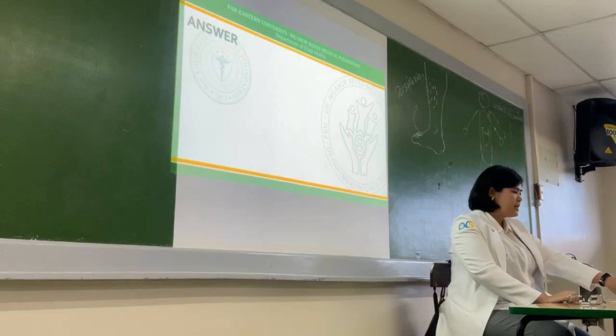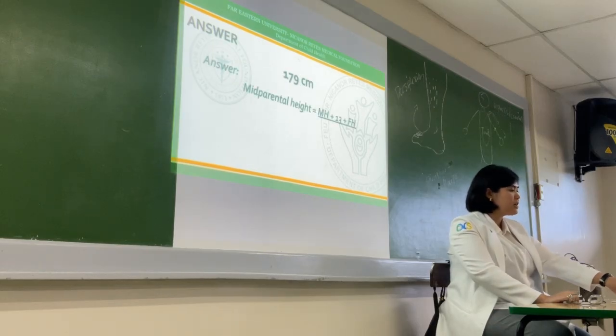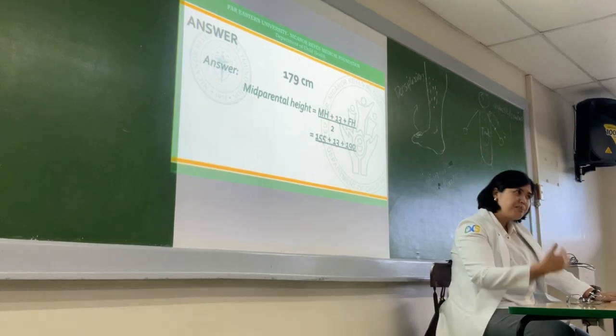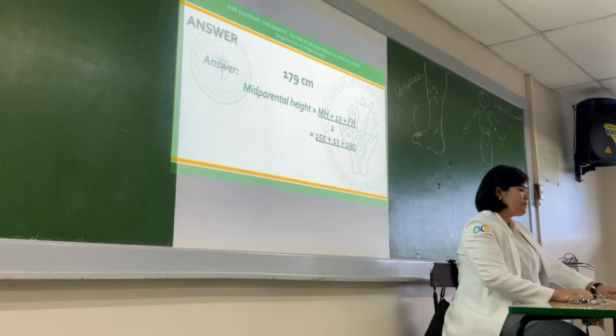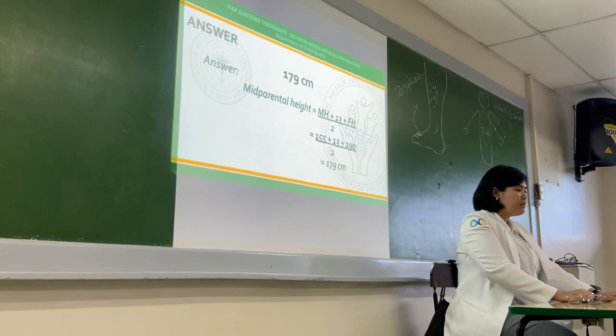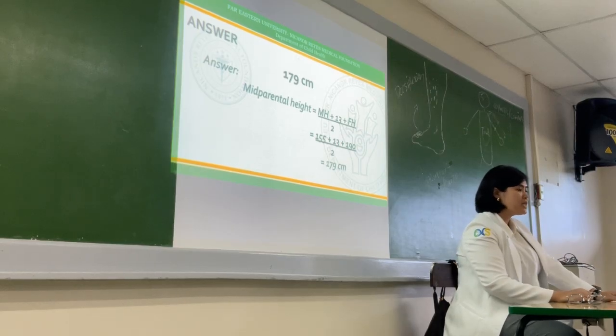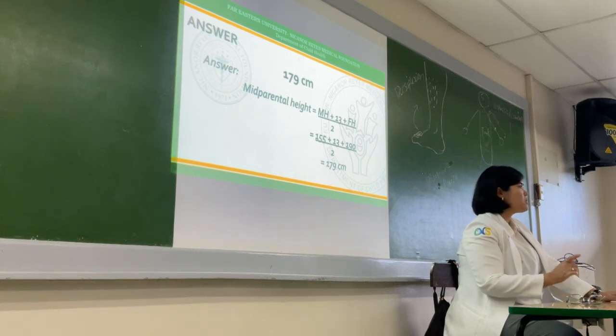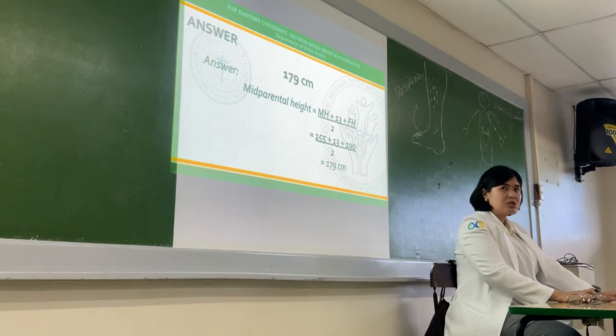Okay, the answer is 179. Going back: maternal height plus 13 cm plus father's height, divided by 2. Just plug in the numbers. The mother's height was 155 cm plus 13 cm plus 190 cm, divided by 2. So 179 cm is the expected or genetic target height of this patient, plus or minus 10.